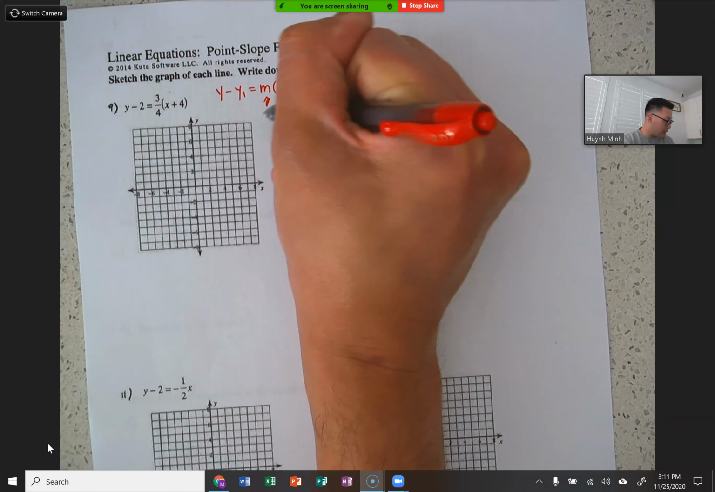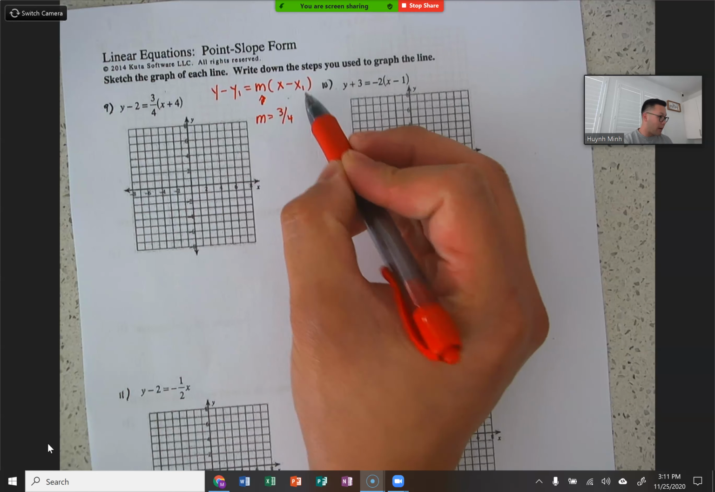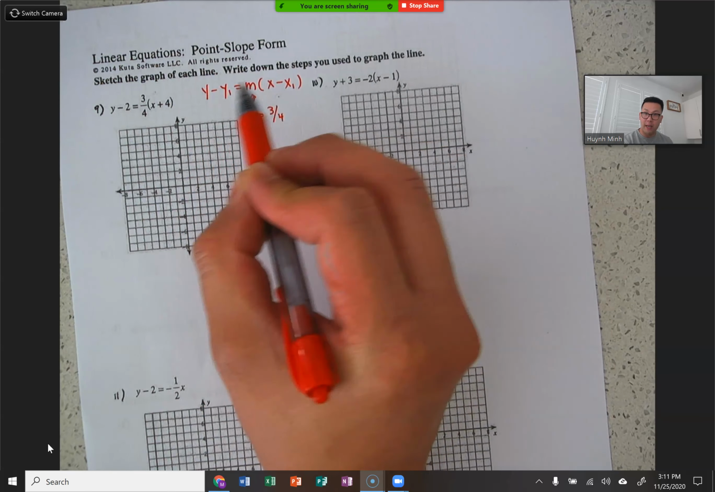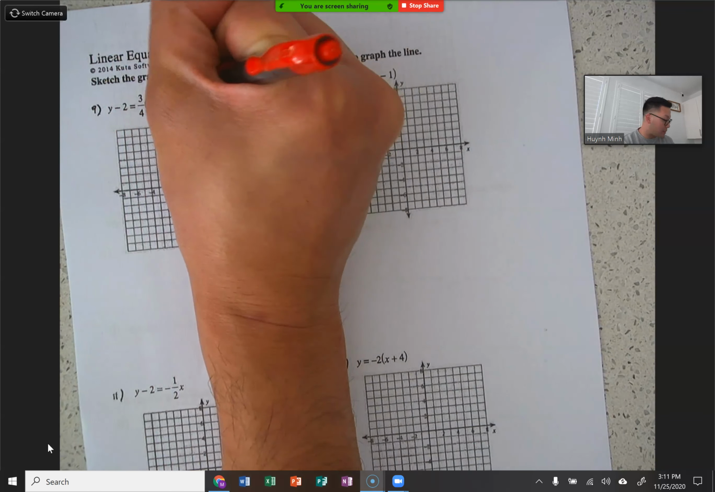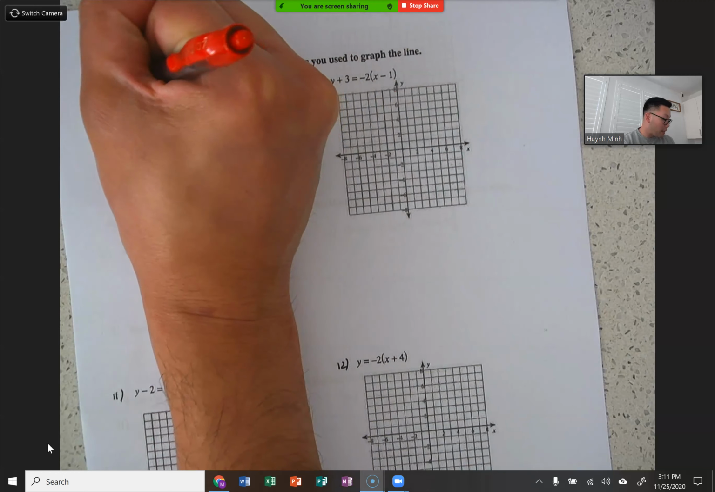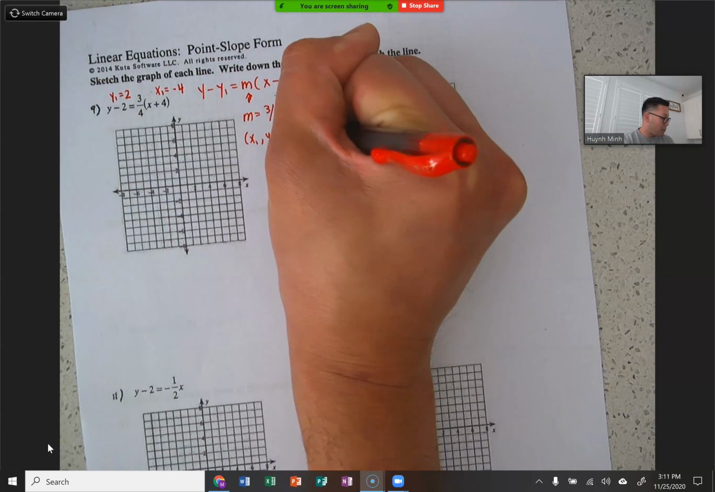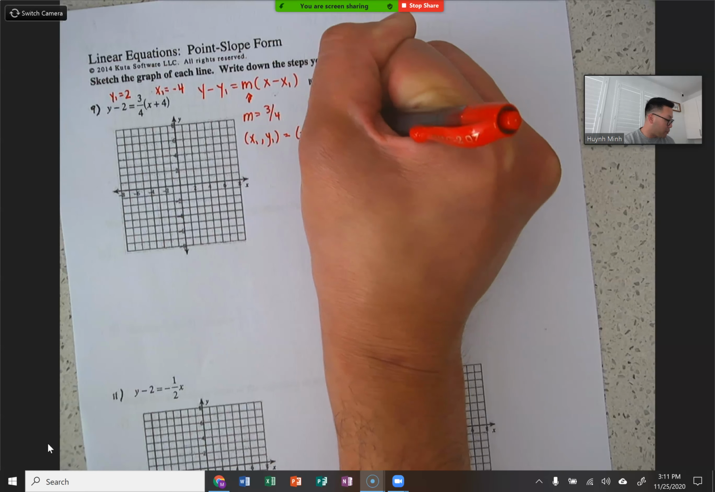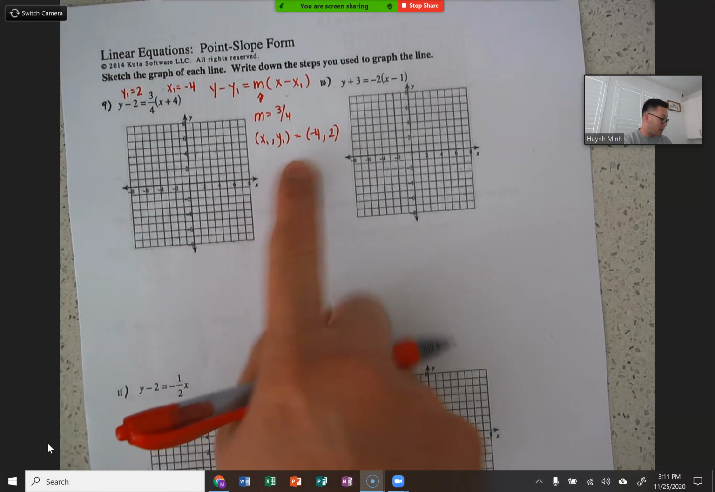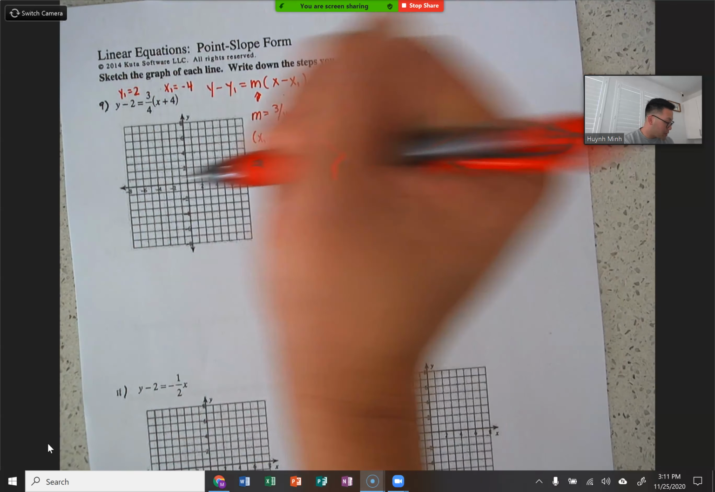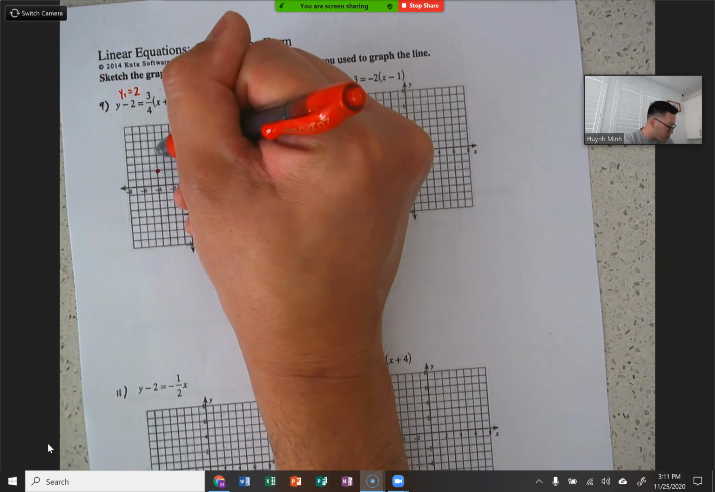So our m in this case is going to be 3 over 4. And then we said that our x1 and y1 are going to be right over here. So my x1, and remember you flip the sign, so that's going to be -4. And my y1 is going to be positive 2. So my x1, comma y1, my starting point, is going to be -4, comma 2. So that's going to be right over here. And then I'm going to use my slope to go up 3, right 4.